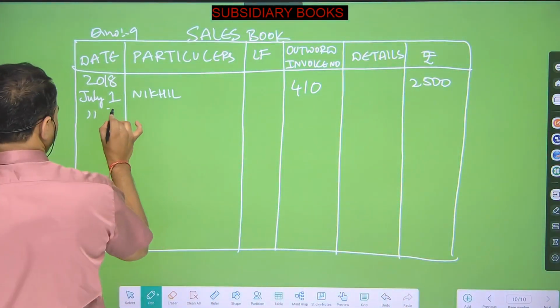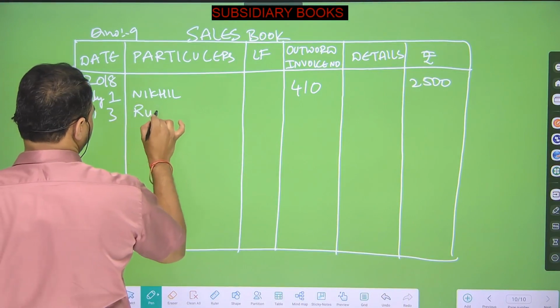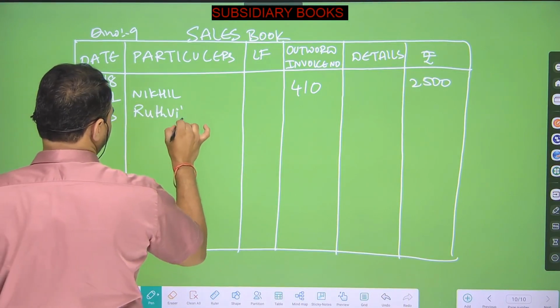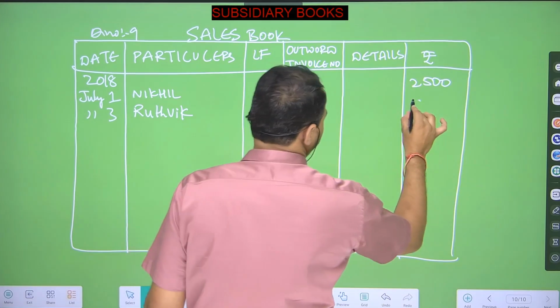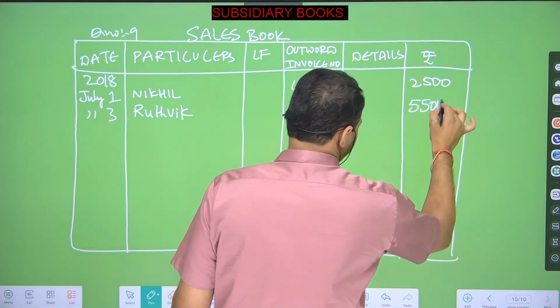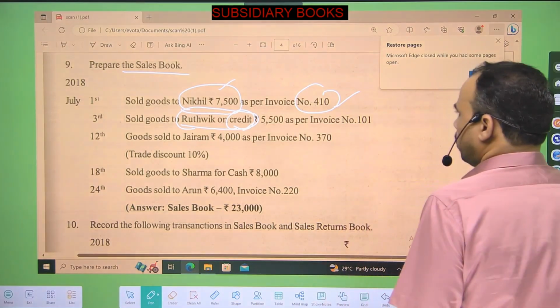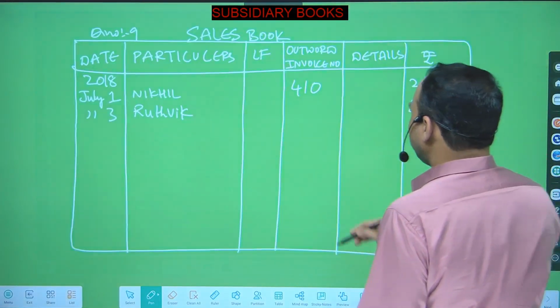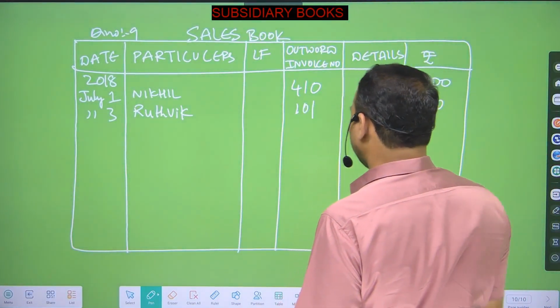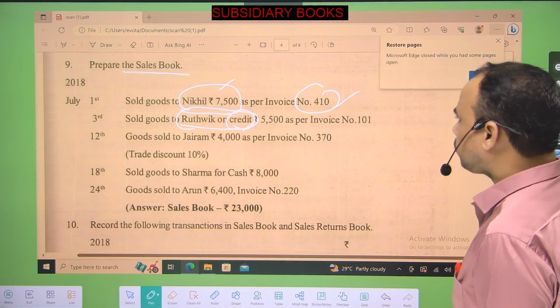Date 3rd, Rutvik, 5500. And what is the bill number given in the question? 101. That bill number you have to write here, 101. Okay, see the next one.